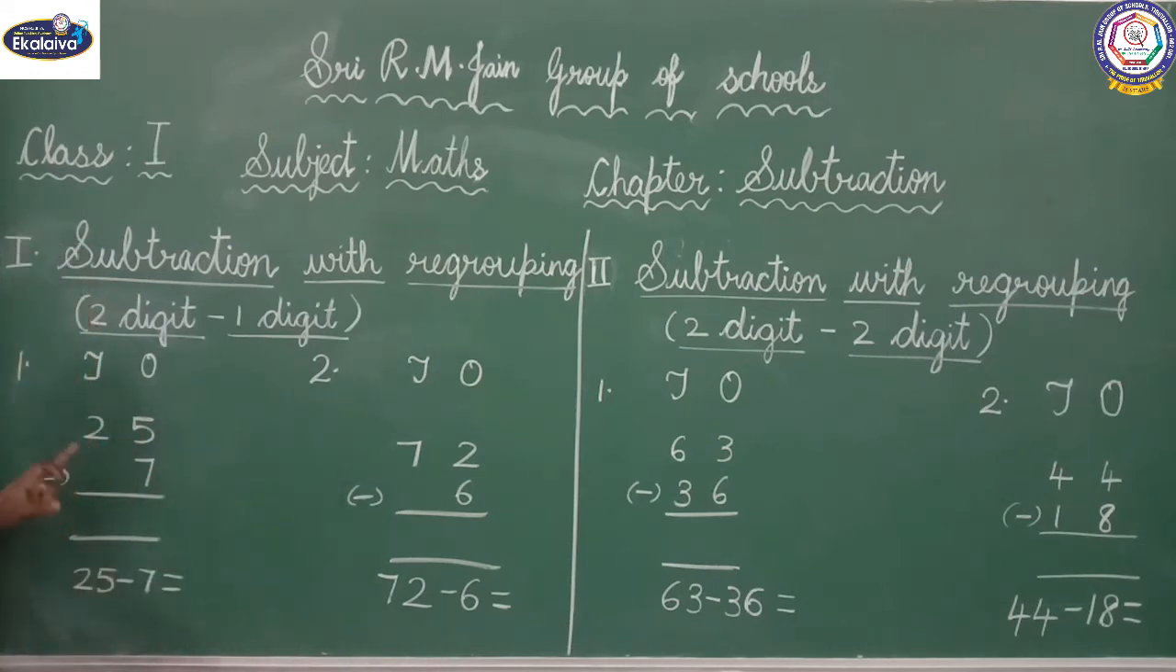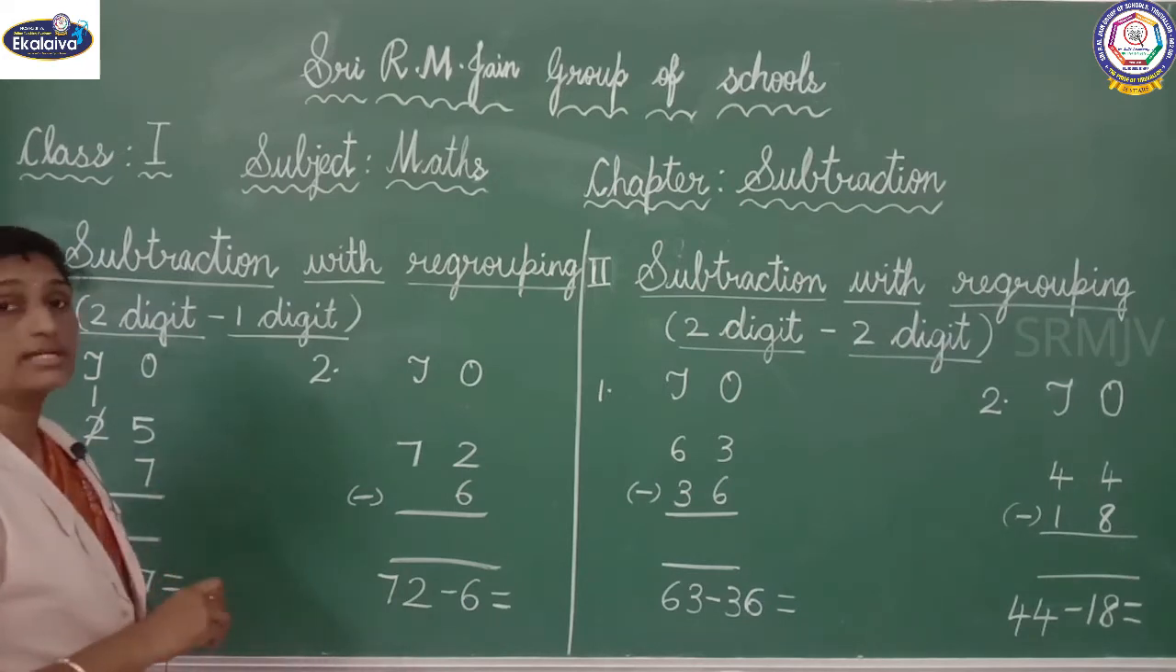See the question. Here the question is 25 minus 7. It is not possible to subtract 7 ones from 5 ones. So we are going to borrow 1 ten from this 2 tens. So if I borrow 1 ten from 2 tens, 2 minus 1 is equal to 1 and regroup 1 ten to 10 ones. That is 1 ten is equal to 10 ones.